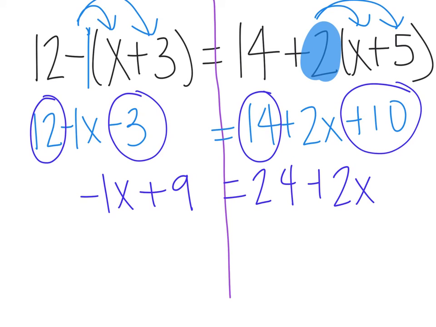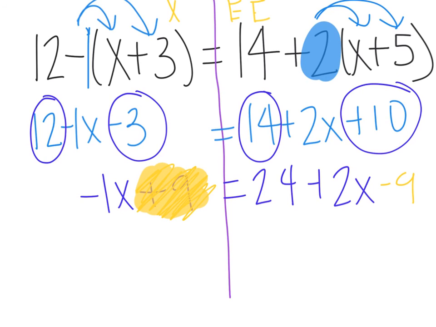So I'm going to label my sides. I have my x's and I have everything else. If my x's should be on the left, that means that plus 9 should not be there. I'm going to take this plus 9, move it to the right, and it's going to become a minus 9. And then it's gone from the left side.